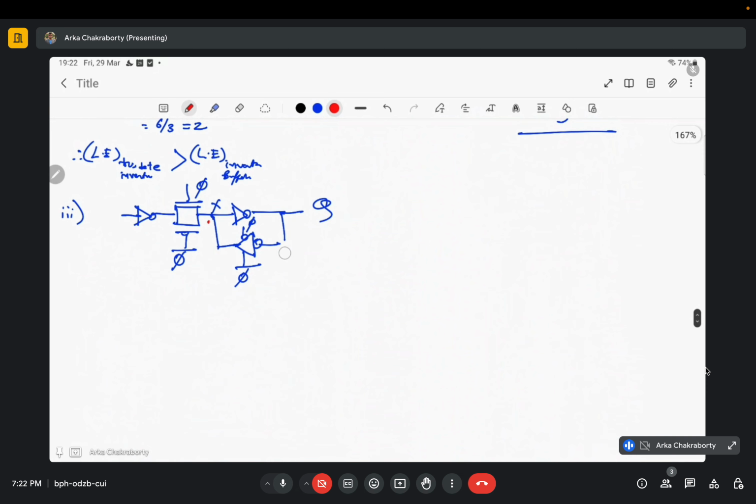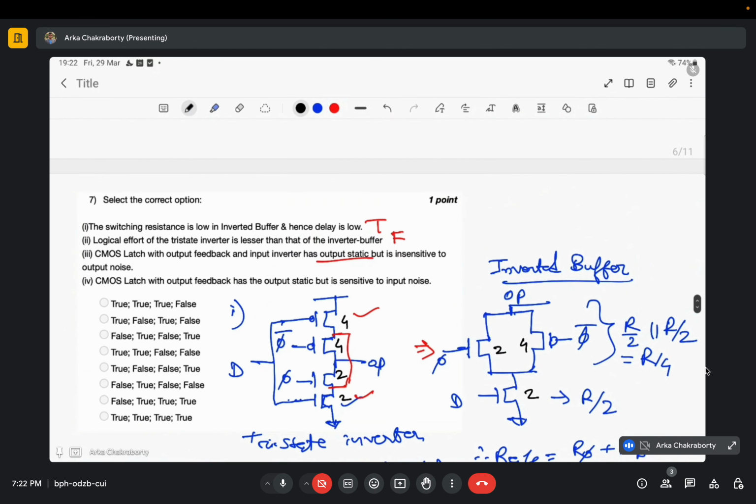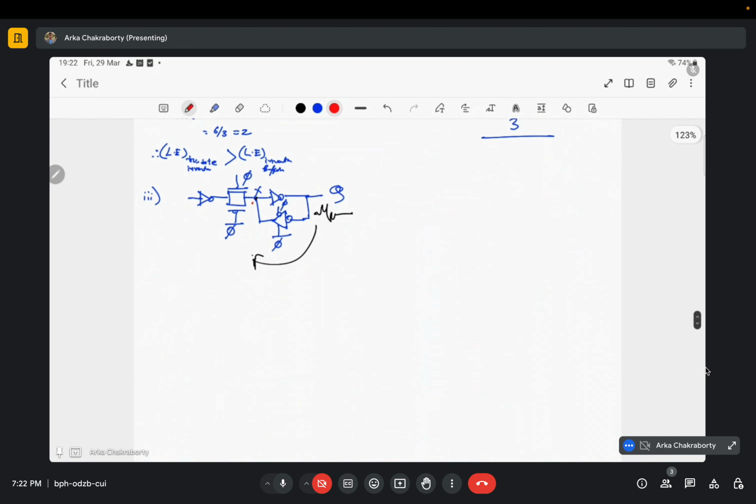See, if there is any form of noise here, this tri-state mux would amplify it, or even if it does not amplify, it will reintroduce this noise to this output, to this node X. Okay, so it is no longer insensitive to output noise, and it is prone to output noise. So the second statement, that it is insensitive to output noise, is false. Therefore, it will be false. Clear? The voltages will be static, but it will be prone to output noise.